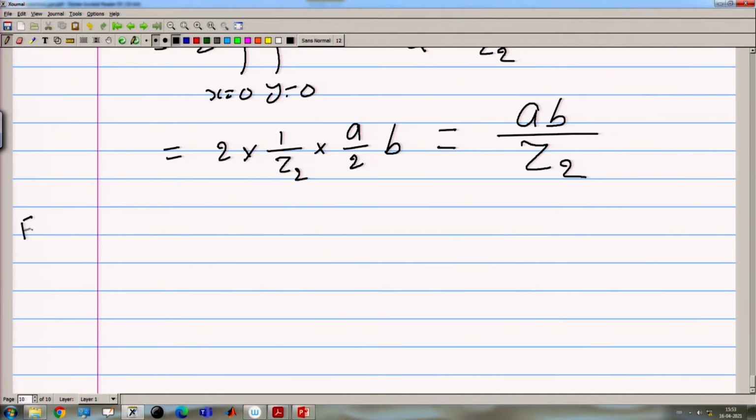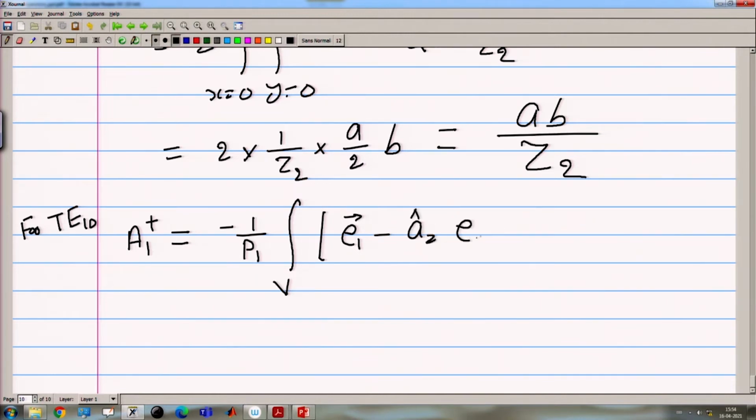So, for T10, A1 plus, that is the amplitude of the positive travelling wave. So, A1 plus will be minus of 1 by P1, this is the volumetric integral, E1 minus Az Ez1 j e to the power j beta 1 z into dV. So, we can substitute the E1 and Ez1.